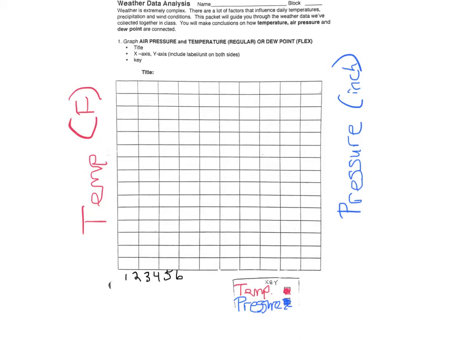Hi everybody, this is a quick rundown of how to make your weather data analysis graph. Across the bottom of your graph, you're going to be graphing your days. And then on one side, you're going to be graphing the temperature if you're doing the regular version, or if you're doing the flex version, you're going to have dew point instead. But that's up to you on which one you're doing. On the right side then, I did the air pressure.